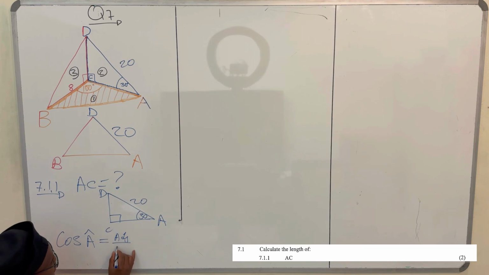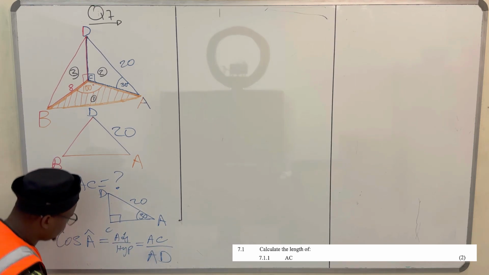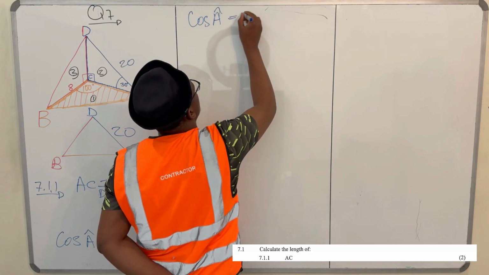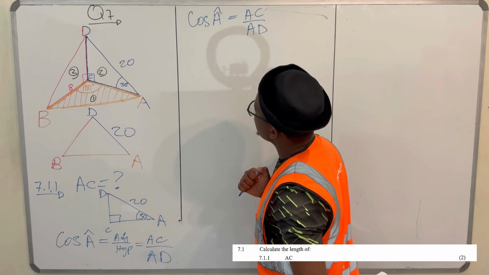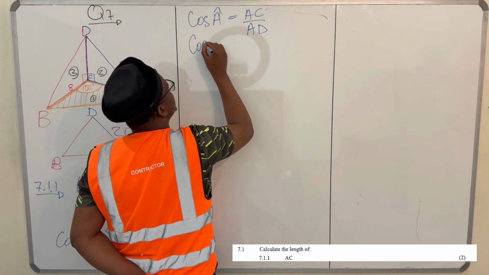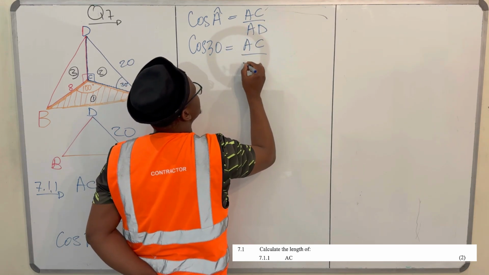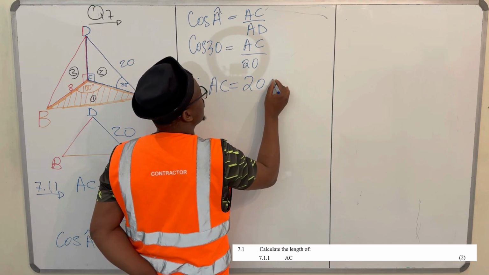The adjacent side is AC, over the hypotenuse side, which is 20. Oh, let me not say 20, which is AD. So you get that cosine of angle A is equal to AC divided by AD. That's what you have. So you substitute now. Cosine of 30 degrees is equal to AC, which is what you're looking for, divided by AD, which is 20. Therefore, your AC is equal to 20 cos 30 degrees.